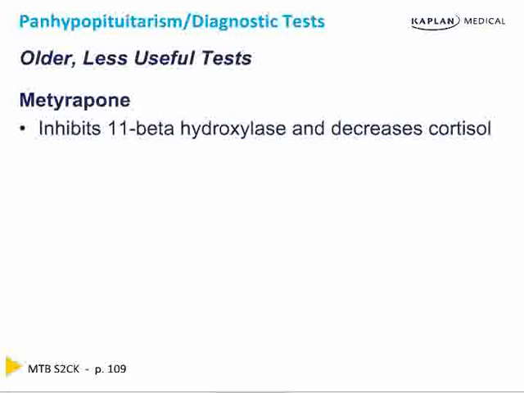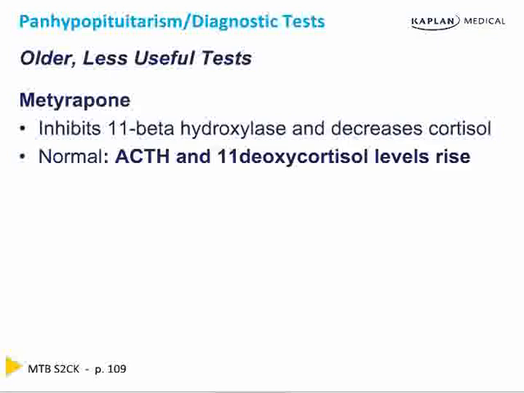So if you had a person who's 11-beta-hydroxylase deficient with low cortisol, in a normal person the ACTH level should be up. If you have an ACTH and 11-deoxycortisol level that rise, it means that you have a normal person. If I shut off cortisol, a normal person should raise their ACTH to stimulate the adrenals. If you give metirapone and the ACTH level stays low, your pituitary is not working.